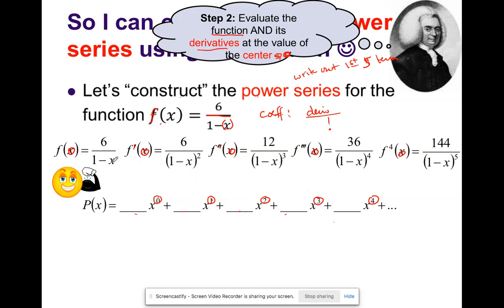So you're going to plug in 0 here, and you're going to get 6 over 1 minus 0, which is 6. But that is not the coefficient, right? What is this? 6 over, well, this is also 6. What is this, though? Plug in 0. What do you get? What is this? What is this? Right? Every time you're plugging in 0 for x. Those are not the coefficients.